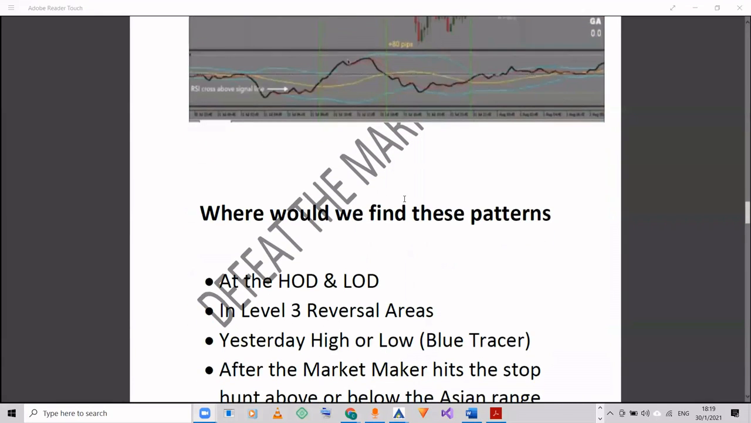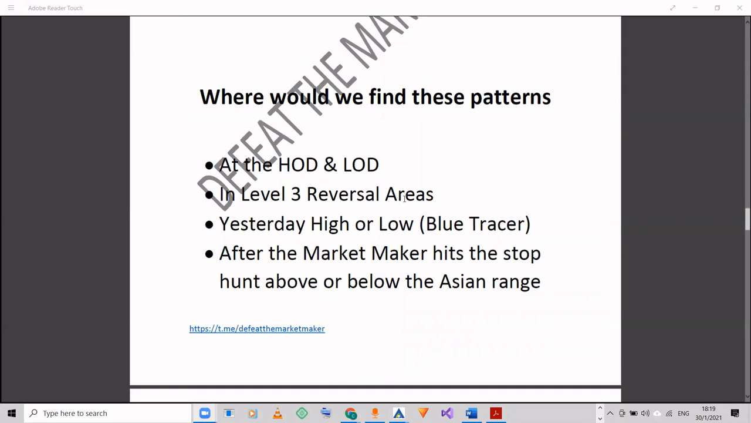Yeah. So some more notes right here. Please take note on this. Where would we find these setups? Where actually would we find these setups? Firstly, at the high of the day and the low of the day. In level 3 reversal areas, yesterday's high or low, that's the blue tracer. I'm sure you know that now. After the market maker hits the stop hand above or below the Asian range. These are the 4 areas where we should find these patterns.